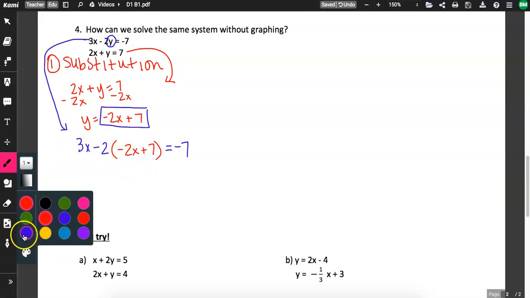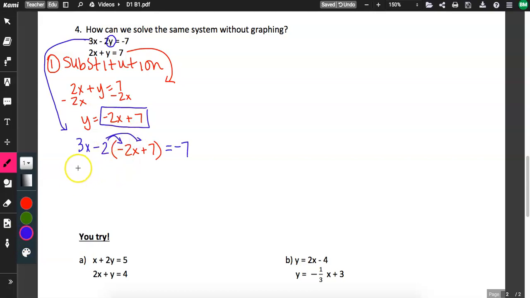Now I have to solve this. So I'll distribute first, following order of operations. 3x minus, so negative 2 times negative 2 becomes positive 4x minus 14 equals negative 7.